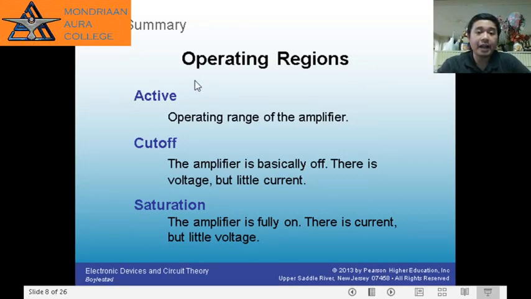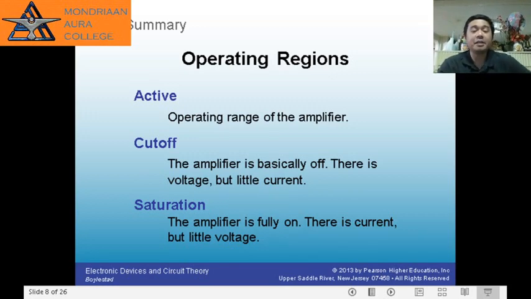Ang una ay ang active or the linear amplification region. This is the operating range of the amplifier. Kapag amplifier ang gusto mong function or operation ng BJT natin, kailangan yung voltahe at kuryente mo ay pasok sa active or linear amplification region. Ang cutoff naman, the amplifier is basically off. There is voltage but little or zero yung ating kuryente.